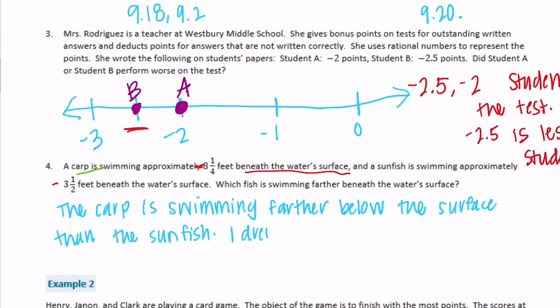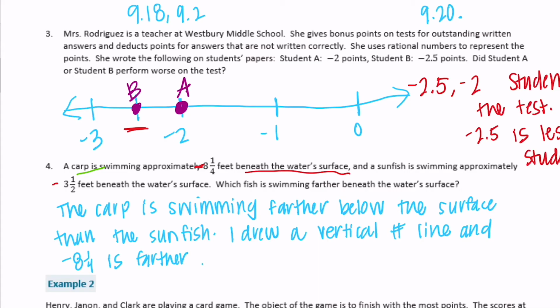I drew a vertical number line, and negative 8 1/4 is farther from 0 than negative 3 1/2.